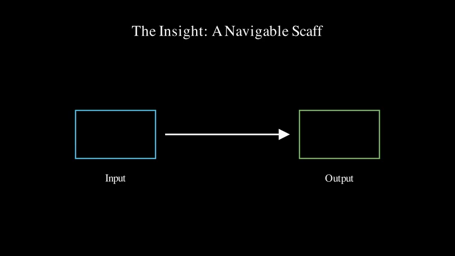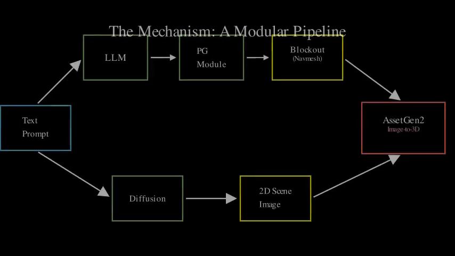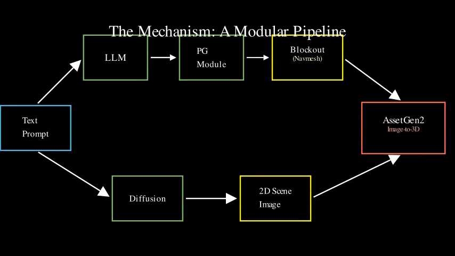This foundational navigable mesh, or navmesh, acts as a crucial constraint for subsequent generation steps, preventing the creation of geometrically impossible or unreachable areas. WorldGen operates through a multi-stage pipeline. First, an LLM parses the text prompt and generates a scene layout, defining the placement and relationships between objects. This layout guides a procedural generation (PG) module, which creates the initial blockout, including the vital navmesh.